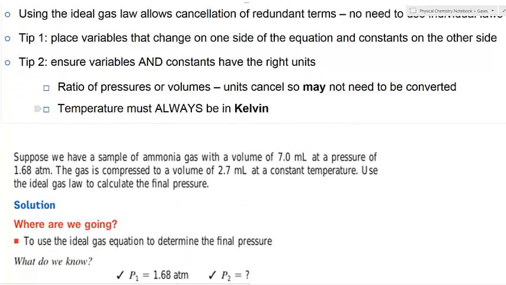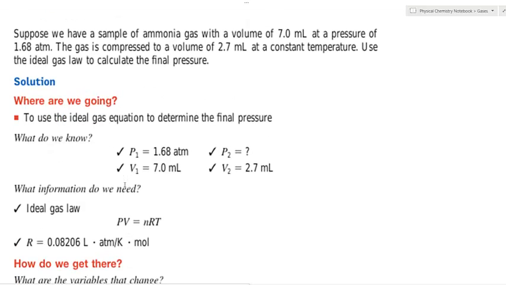So the example we've got here is ammonia gas. It has a volume of 7 mL at a pressure of 1.68 atm, and the gas is compressed about 3 times to 2.7 mL at constant temperature. Find out what to do to calculate the final pressure.